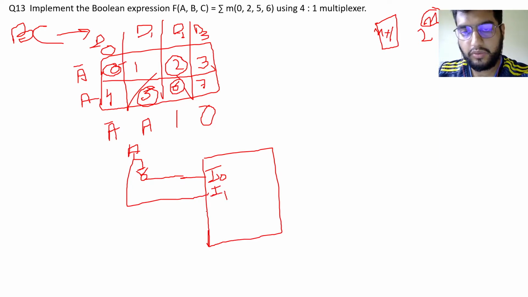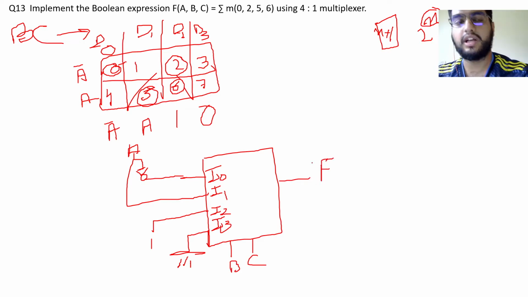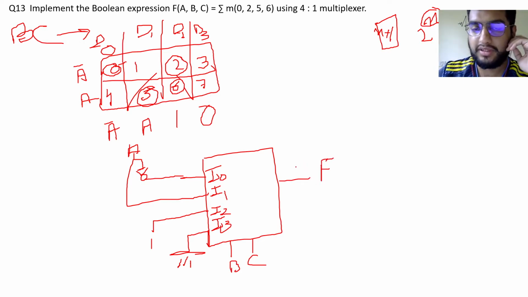D2 and I2 will always be equal to 1, and D3 will be 0, connected to ground. Our two select lines will be B and C, and my output will be F. So this is how we'll implement an n plus 1 variable system with a 2 raised to the power n cross 1 multiplexer.